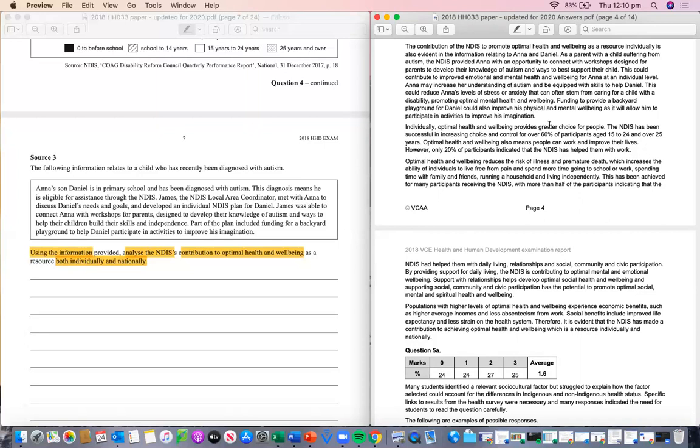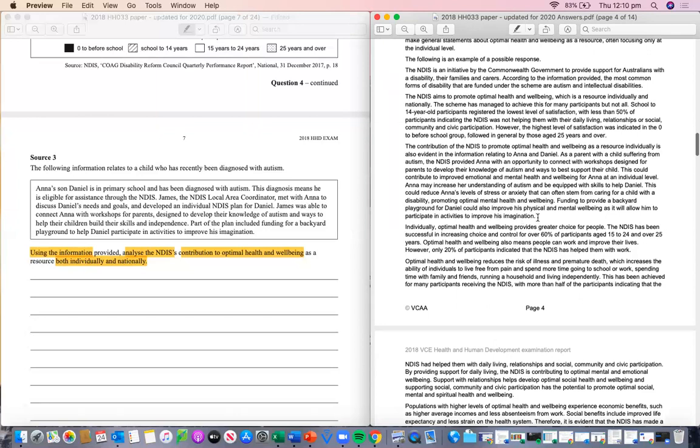Funding to provide a backyard playground for Daniel could also improve his physical and mental health and well-being, as it will allow him to participate in activities to improve his imagination. So there are 2 marks here, just based on looking at how it can achieve optimal health and well-being at an individual level. That's the first thing there.